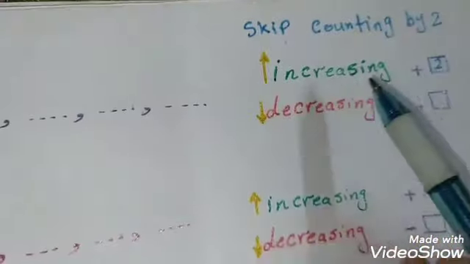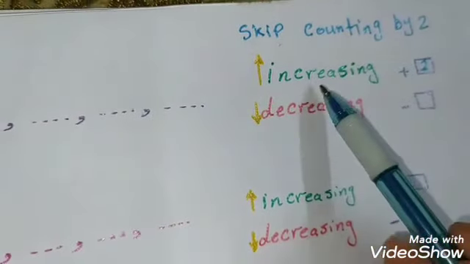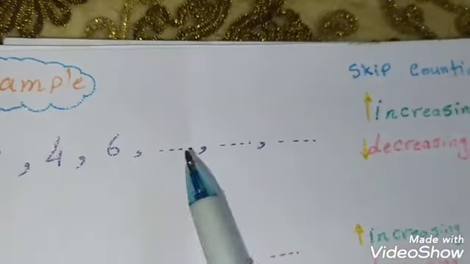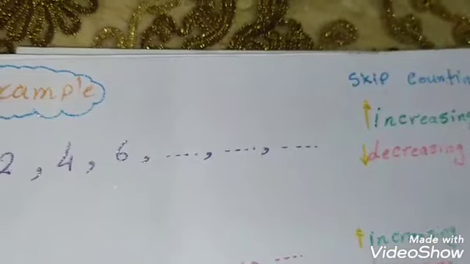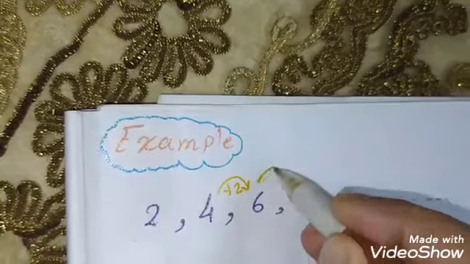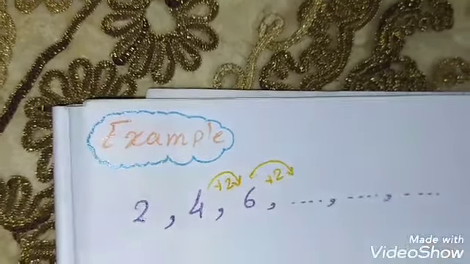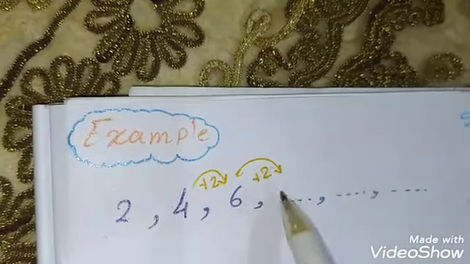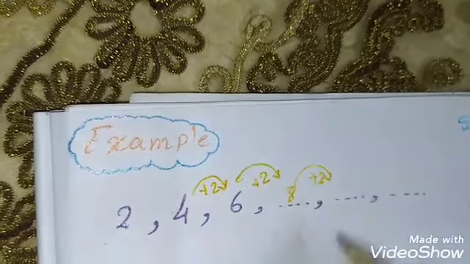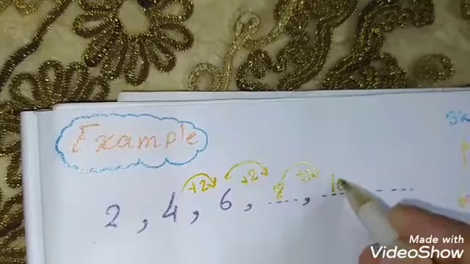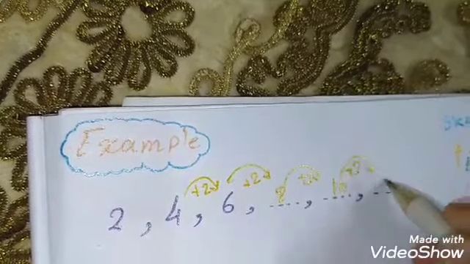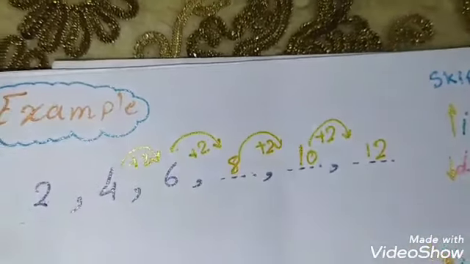Now, we knew that this is a skip counting by 2 or an increasing pattern by 2. I guess you all now can predict the next number. Can any one of you tell me? Yes. We add 2 and then we will add also 2. So the next number will be 6 plus 2 equals, yes, 8. Now add 2. It's 10. Now add 2 again. Excellent. So it will be 12.